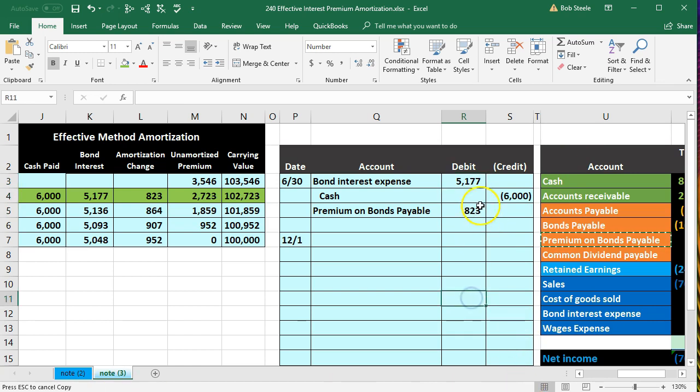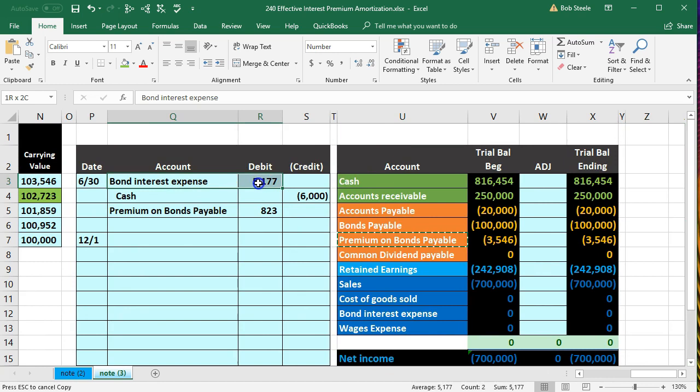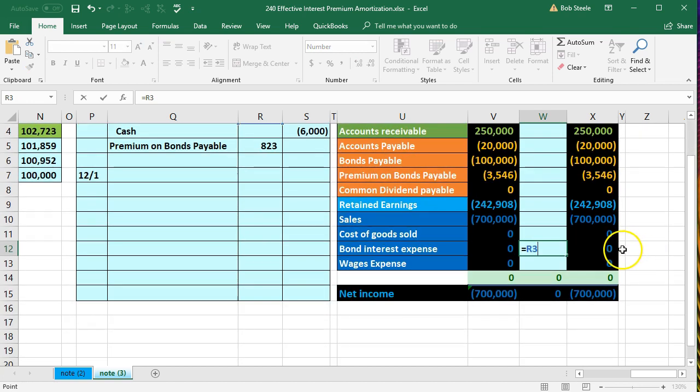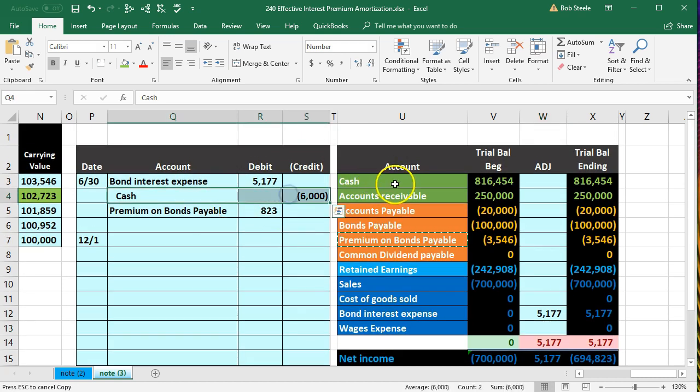The other way you can do this, of course, is to take the interest expense from the table here and then use the plug here. Either way, just to see that the whole thing will balance out. Okay, so then if we record this, we're going to say, all right, here's the bond interest. Bond interest is down here. We're going to say this equals the 5,177, bringing this amount up, putting us out of balance, bringing net income down.